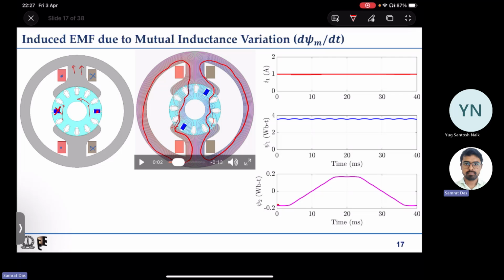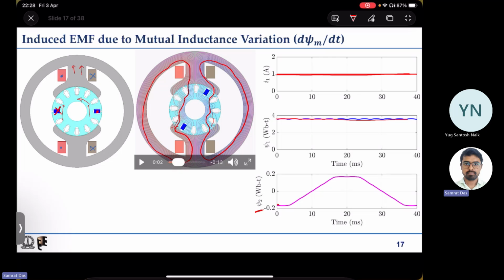So because of the rotation of the rotor, although the current of the first winding remains the same, the flux linkage of the first coil also remains reasonably the same. This is the flux linkage of the first coil, but the flux linkage of the second coil changes due to the rotation of the rotor.